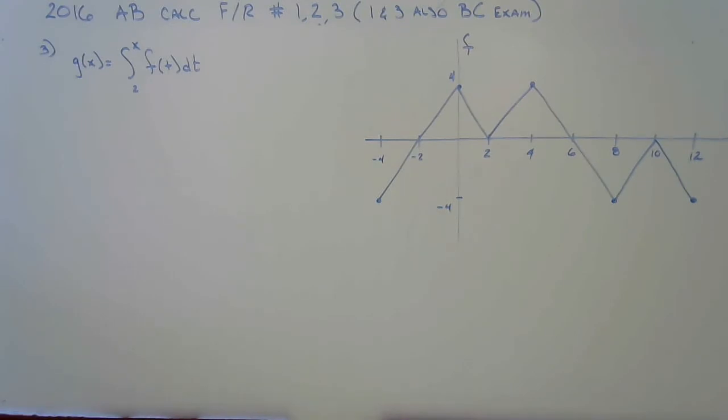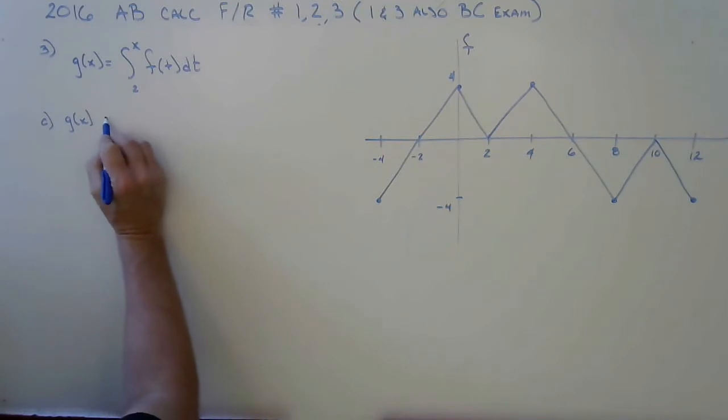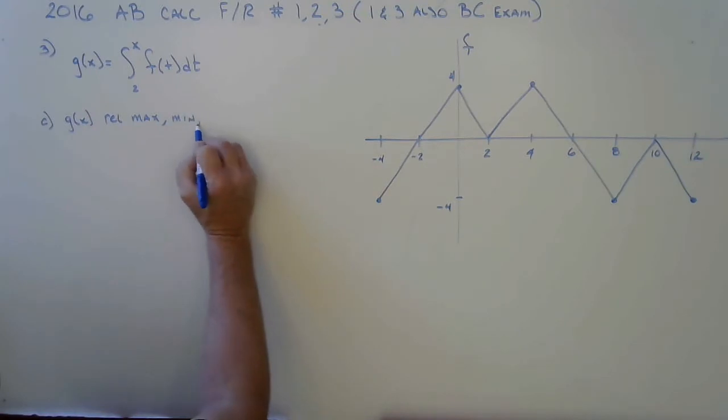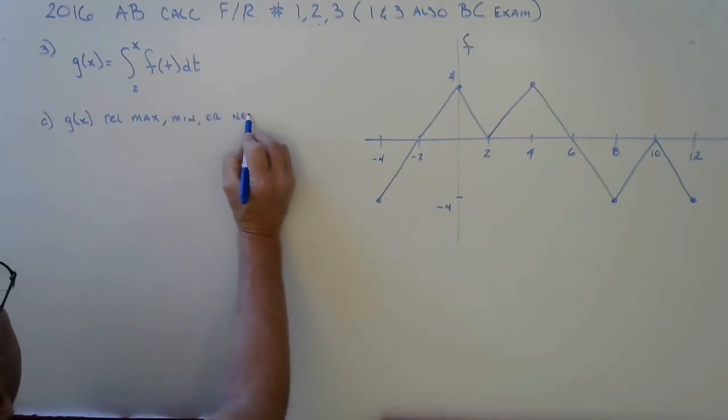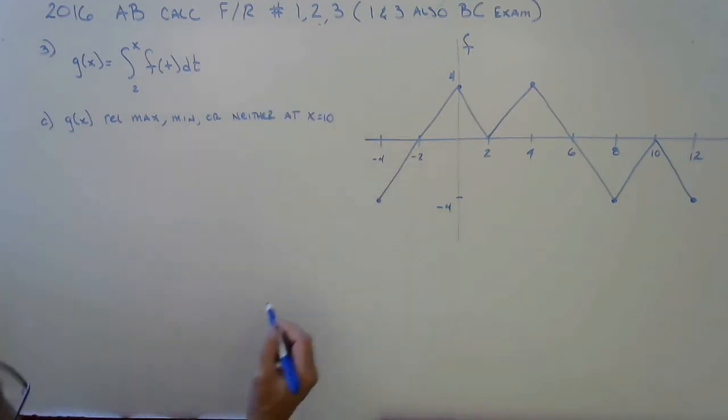All right. It says in part A, does g have a relative max, a relative min, or neither at x equals 10? Justify your answer. All right. So how are we going to do that? Does it have a relative max or a relative min at x equals 10? So that's part A. g of x, relative max, min, or neither at x equals 10.